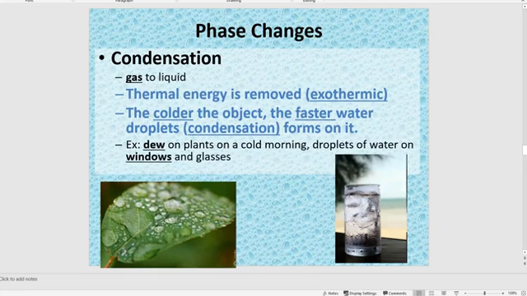That's how water droplets form on leaves in the morning. If you put a cold Coke can in a room, it starts to get water droplets on the outside of that can, or that glass of water you see on the bottom right. All of that are condensation droplets. That is gas to liquid, exothermic.